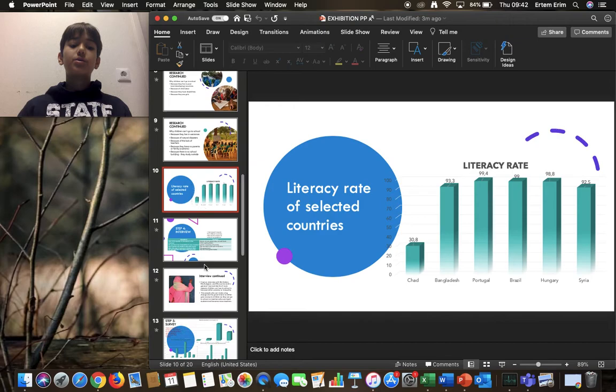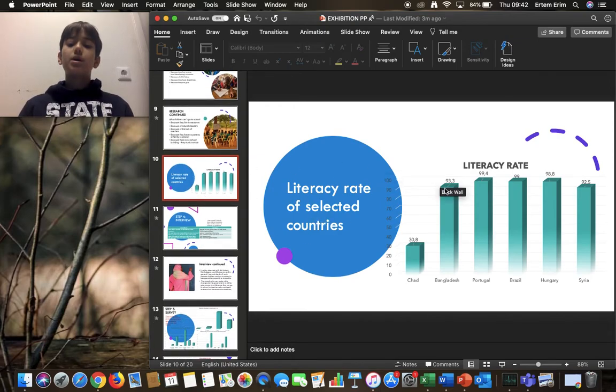So this is the literacy rate of some selected countries. There's Chad, Bangladesh, Portugal, Brazil, Hungary, and Syria that I chose. Chad is 30.8, Bangladesh 93.3, Portugal 99.4, Brazil 99, Hungary 98.8, and Syria 92.5. So I basically made this graph to show how good or bad the teachers are.